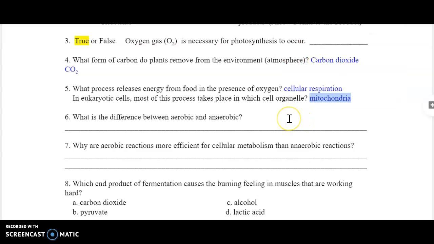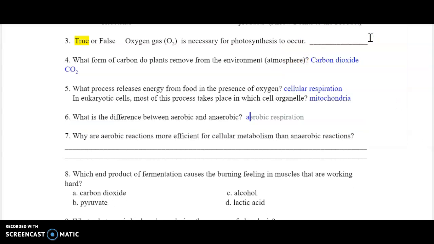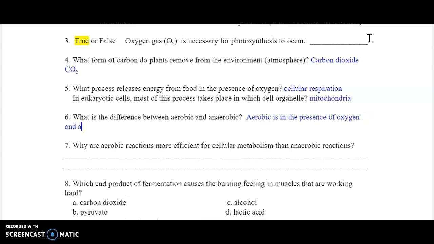Okay, so what is the difference between aerobic and anaerobic? Aerobic is in the presence of oxygen, anaerobic is without oxygen. So aerobic is in the presence of oxygen, and anaerobic respiration is without oxygen.